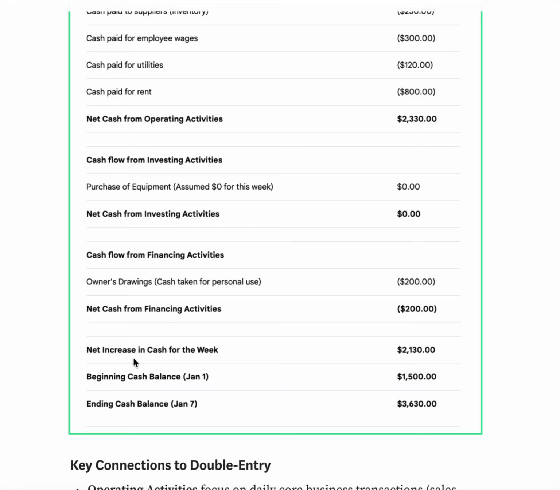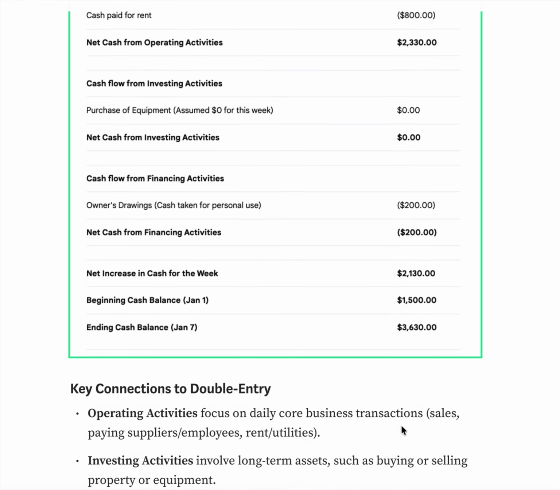So the net increase in cash from the week: the beginning cash balance on January 1st was 1500. Net increase in the cash from the week is 2130, and the final cash ending balance is 3630. Okay, so this is the final cash balance.